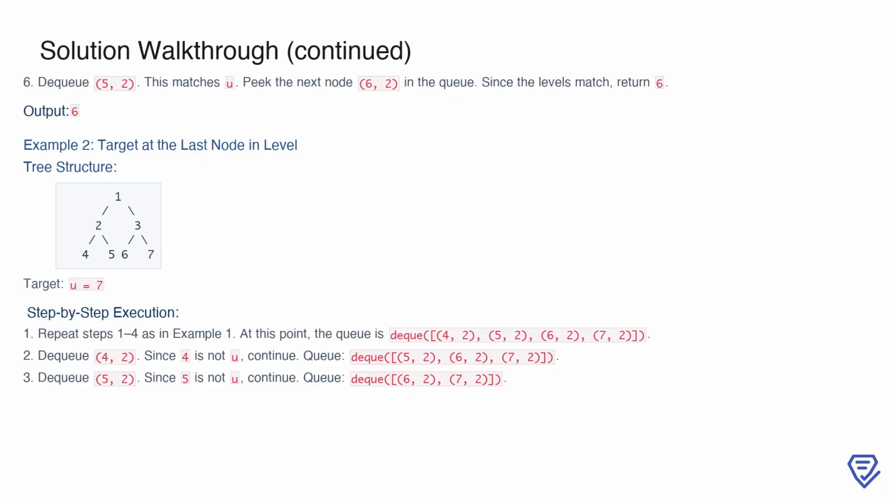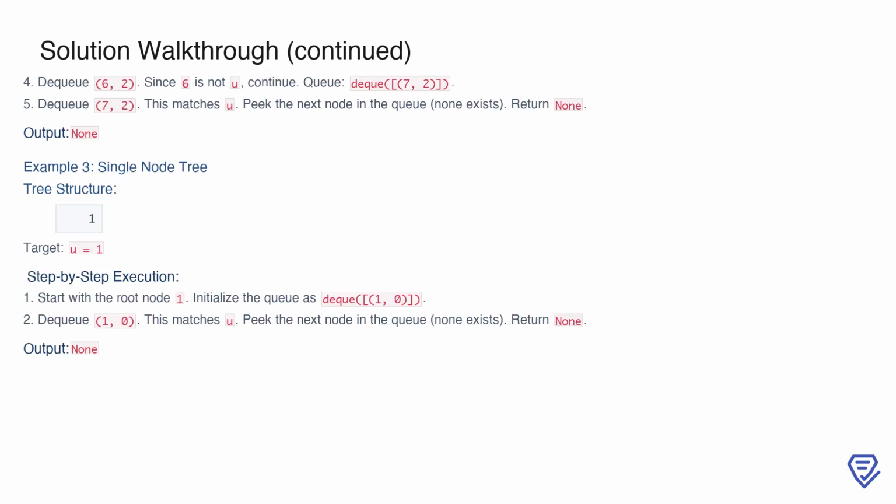The queue now holds 6, 2, 7, 2. We proceed to dequeue 6, 2. Since 6 is not the target node, we continue processing. The queue now contains only 7, 2. Finally, we dequeue 7, 2, which matches the target node U.